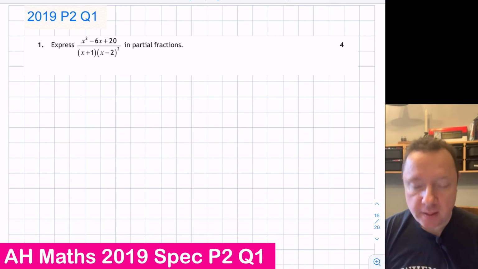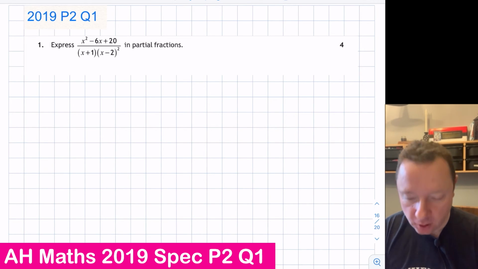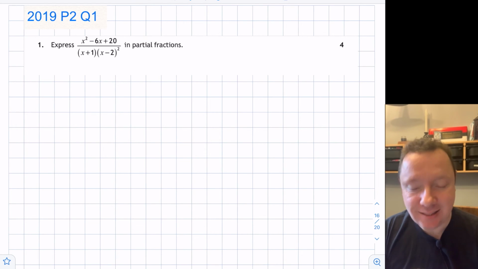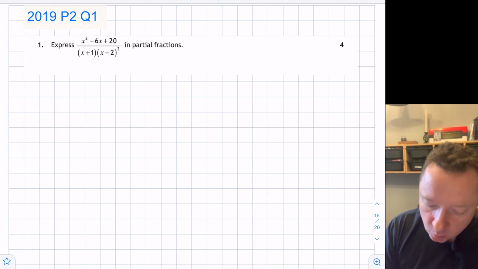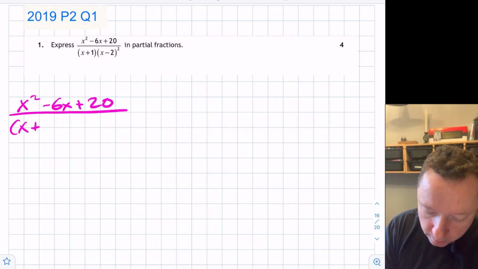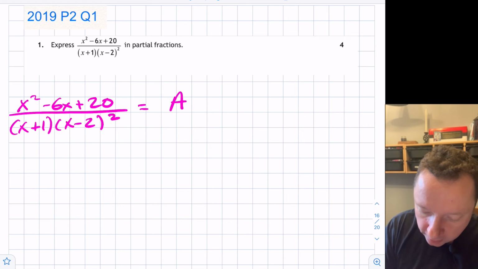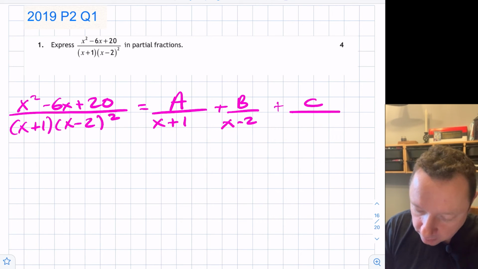Okay, a quick past paper question to finish us off on this. So this comes from 2019, paper 2, question 1 of the advanced higher maths paper, and it says express x squared minus 6x plus 20 over x plus 1 times x minus 2 squared in partial fractions. So you notice the repeated linear factor. So we can say that we've got x squared minus 6x plus 20 all over x plus 1, x minus 2 all squared equals a over x plus 1 plus b over x minus 2 plus c over x minus 2 all squared.